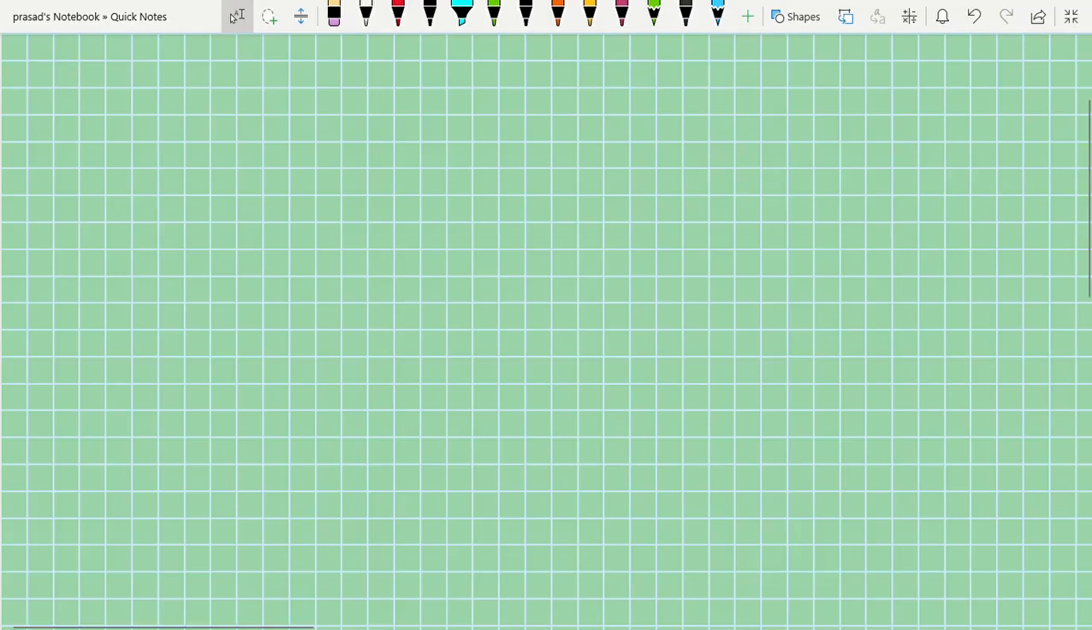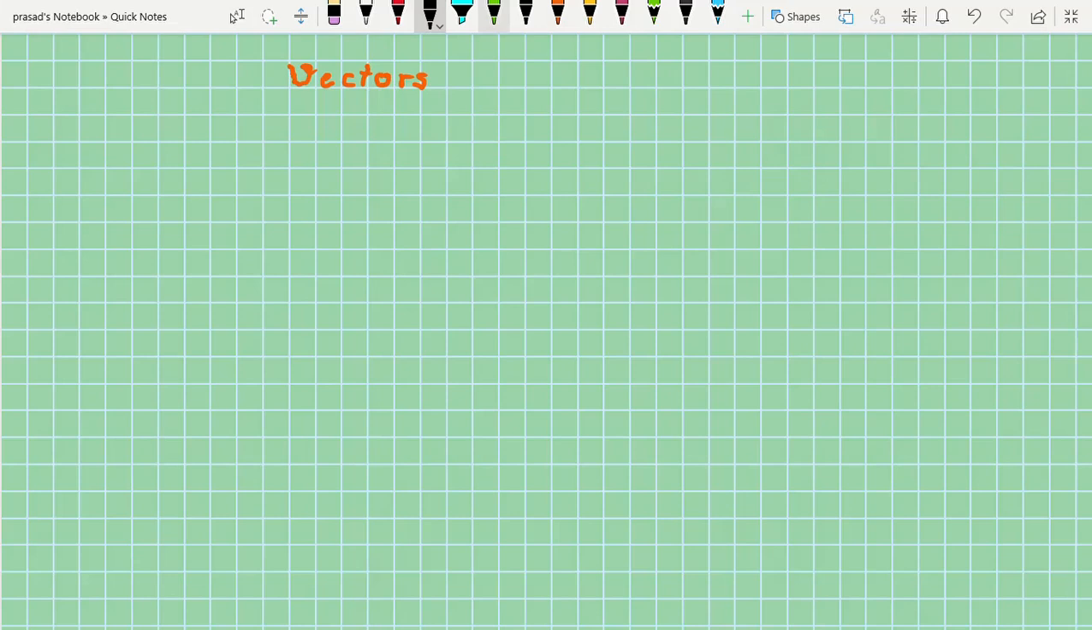Hello students, today we are going to study about vectors. Already you are familiar with the concept of vectors. What are vectors? Tell me. Yes, any physical quantity having a magnitude as well as a direction is called a vector.